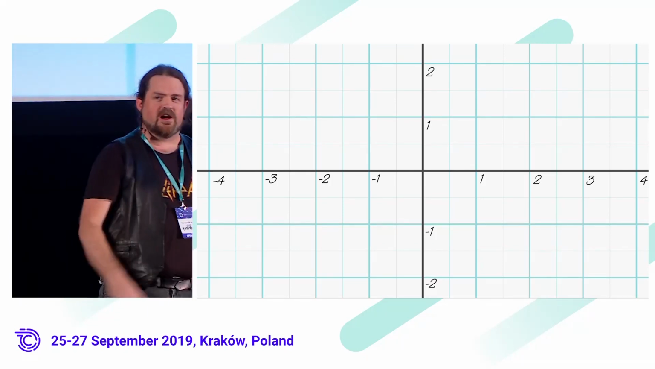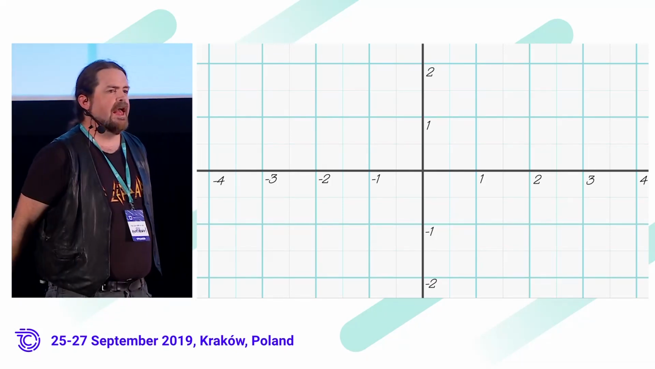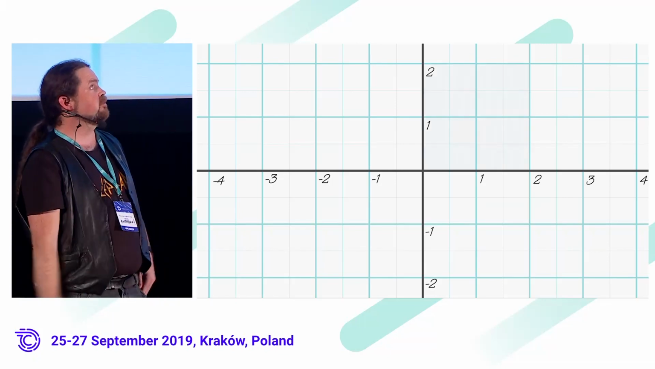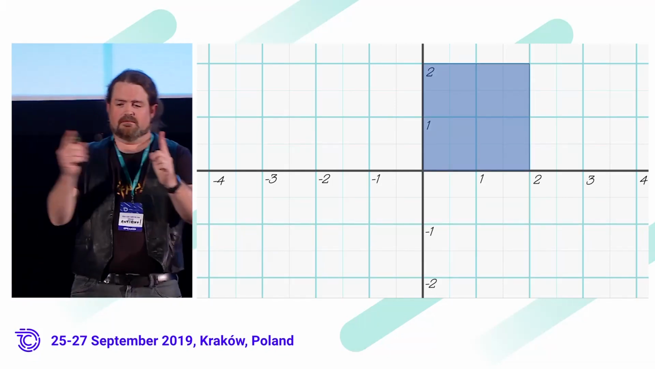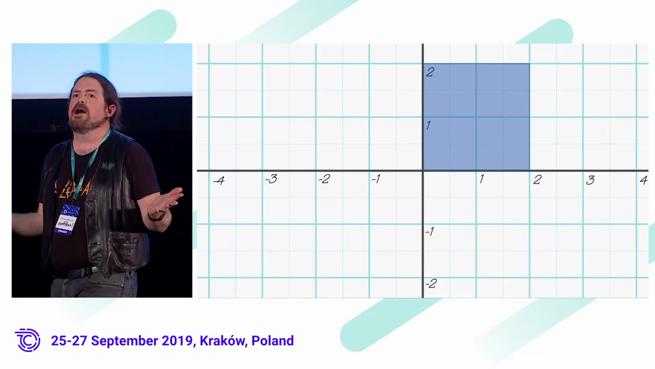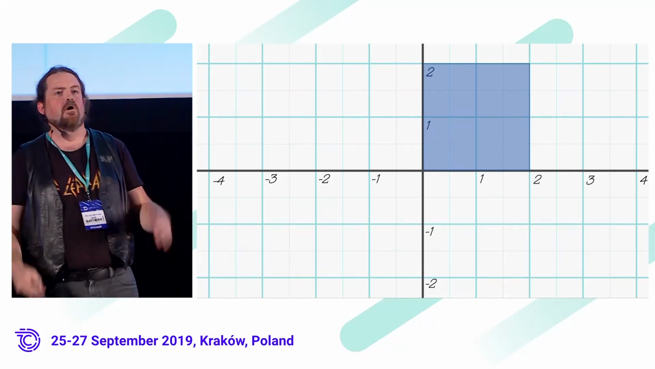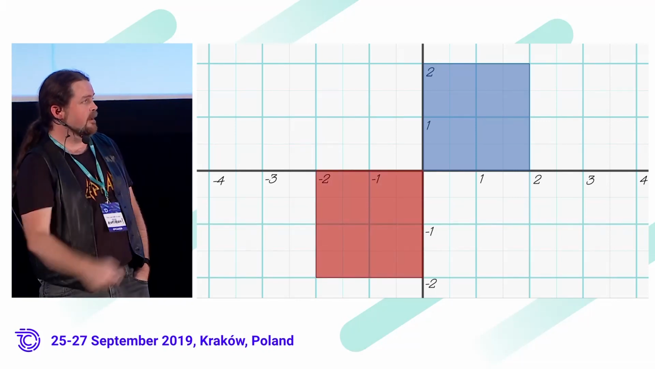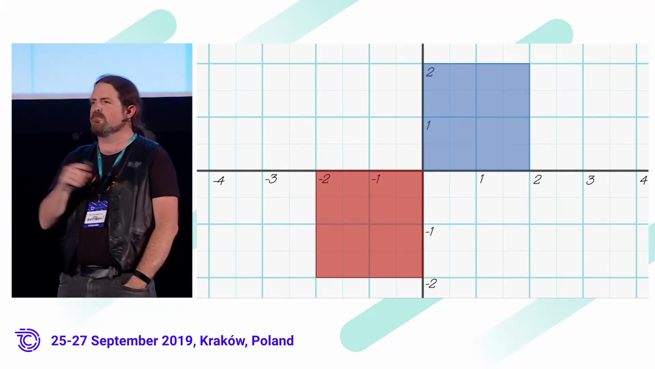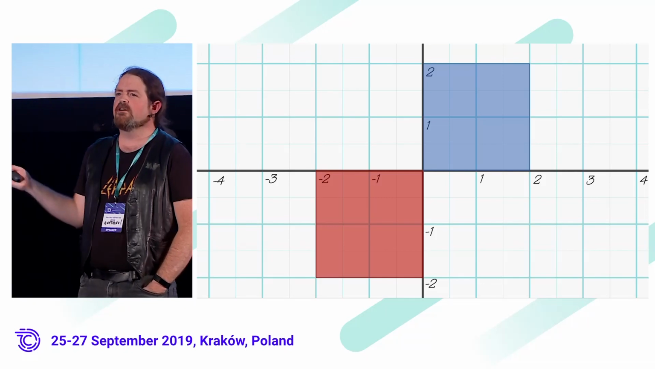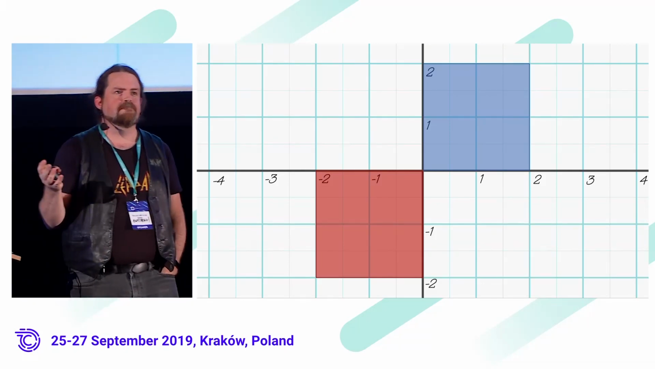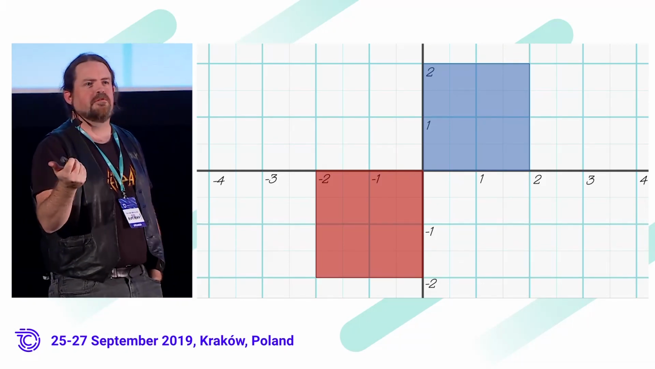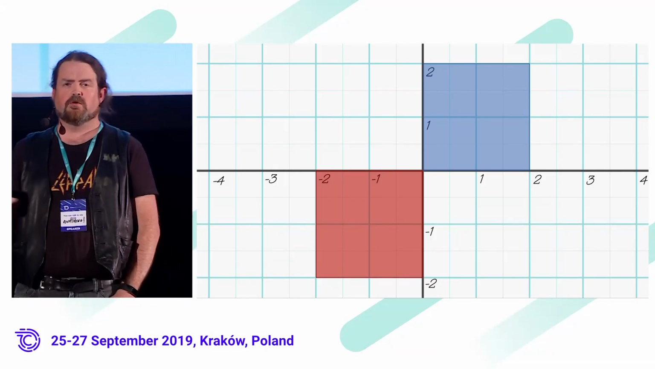Let's take a grid, graph paper like we have in school, and we're going to draw some squares on it. So we're going to draw this square here, which is 2 by 2. What's the area of that square? 4. Now, indulge me a second. We're going to draw another one, but we're going to draw it over here. So this square is effectively minus 2 by minus 2. What's the area of that square? 4. 2 times 2 is 4. Minus 2 times minus 2 is also 4.